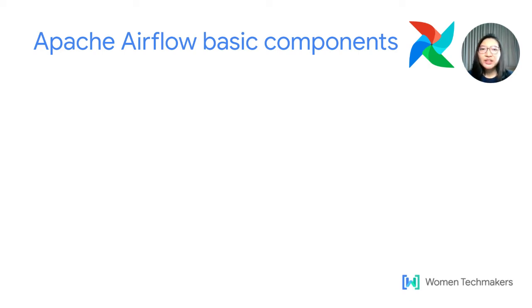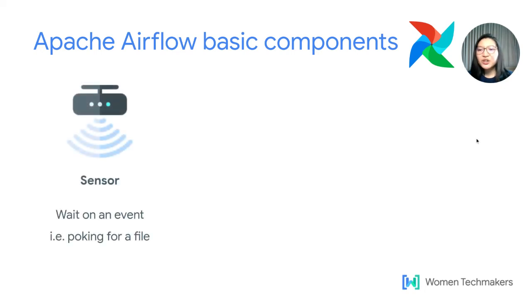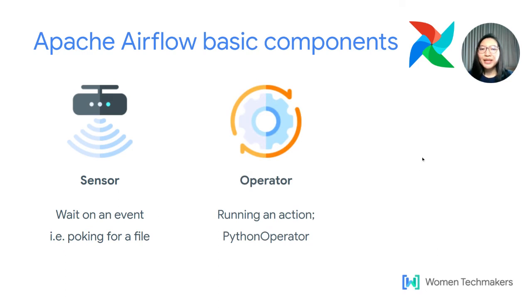There are some keywords that are used in Apache Airflow, such as sensor, which is a component for waiting for an event. For example, it will poke for a file to see whether the file is ready or not. If it's ready, it will continue to the next step. Then there is the operator, which is the one that runs an action, for example, Python operator or BigQuery operator.